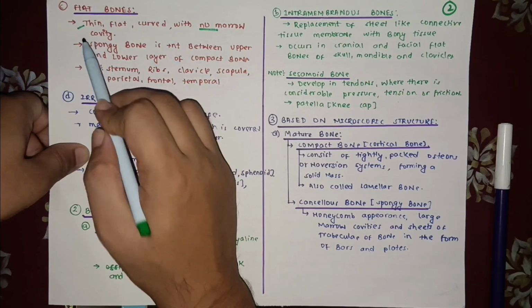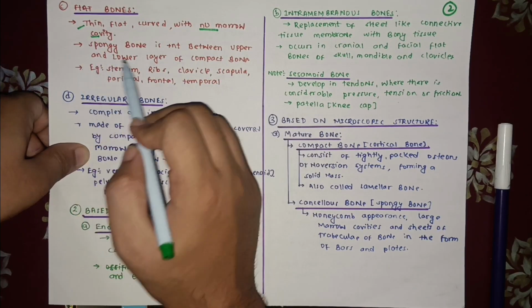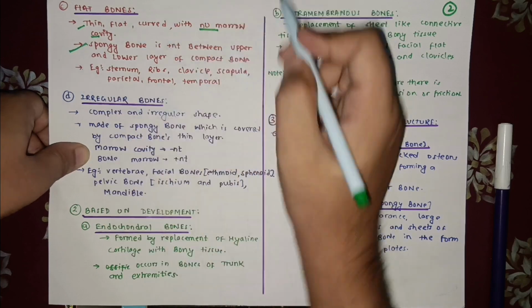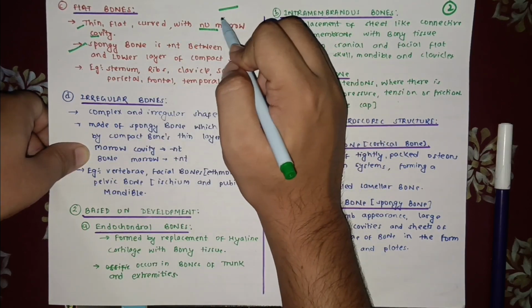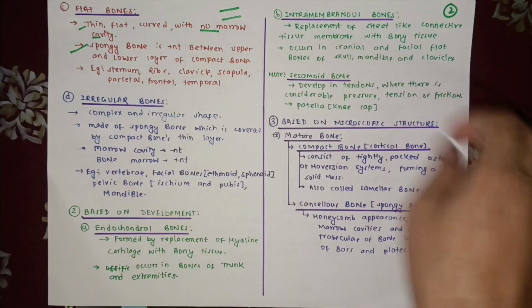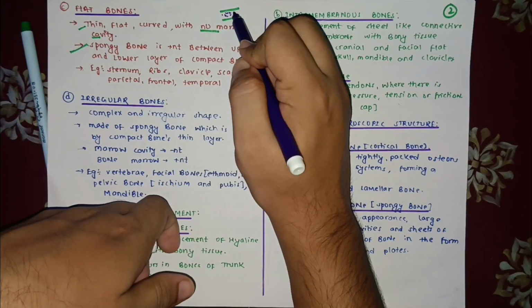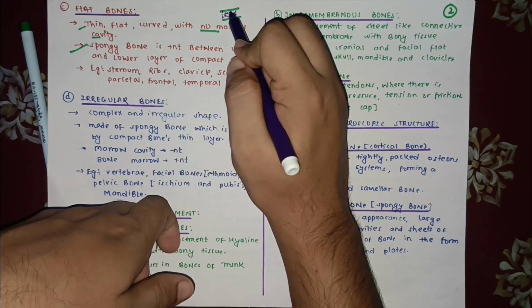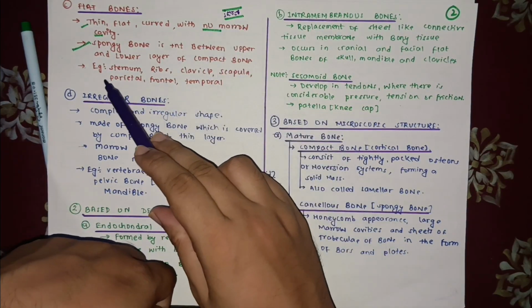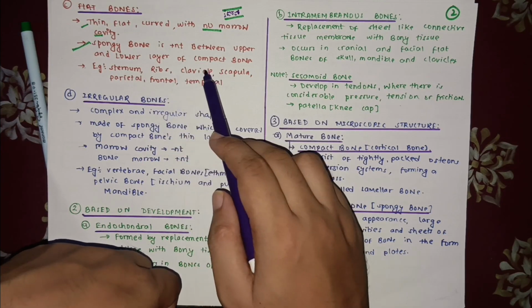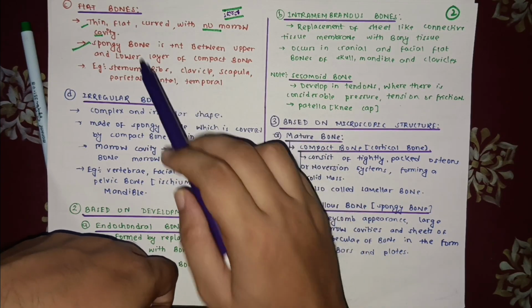Here also we can see the marrow cavity. After that, spongy bone is present between the upper and the lower layers of the compact bone. So this is the upper layer and this is the lower layer, and in between them we can see the spongy bone. Here is the spongy bone. So that is the structure of the flat bone. Sternum, ribs, clavicle, scapula, parietal bone, frontal bone and temporal bone are examples of flat bones.